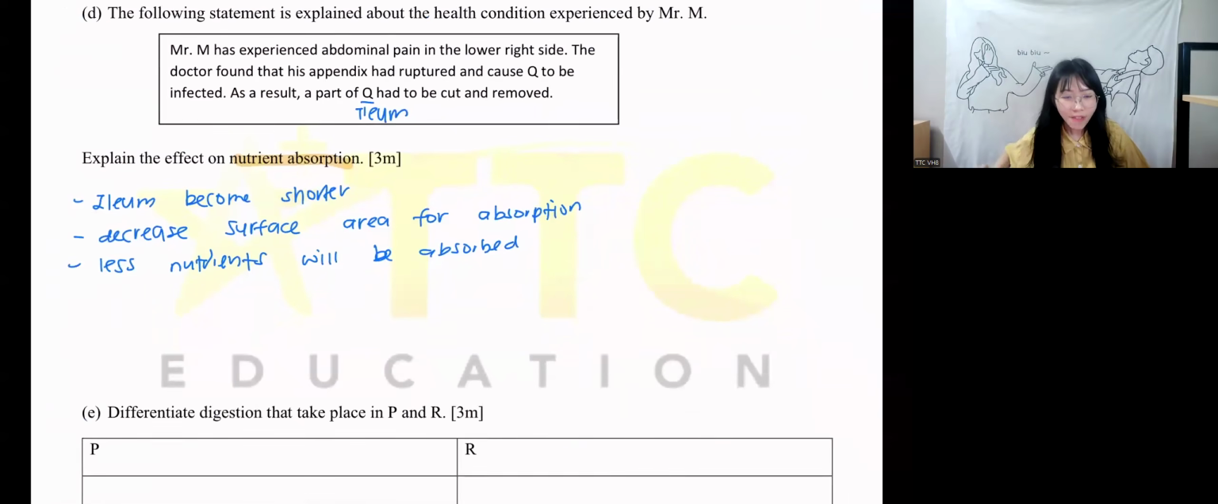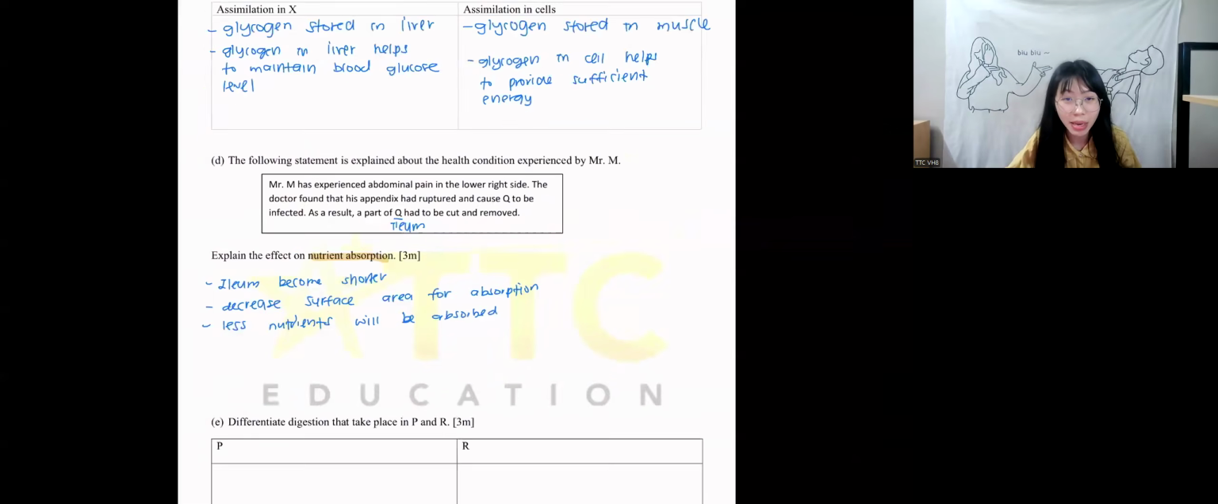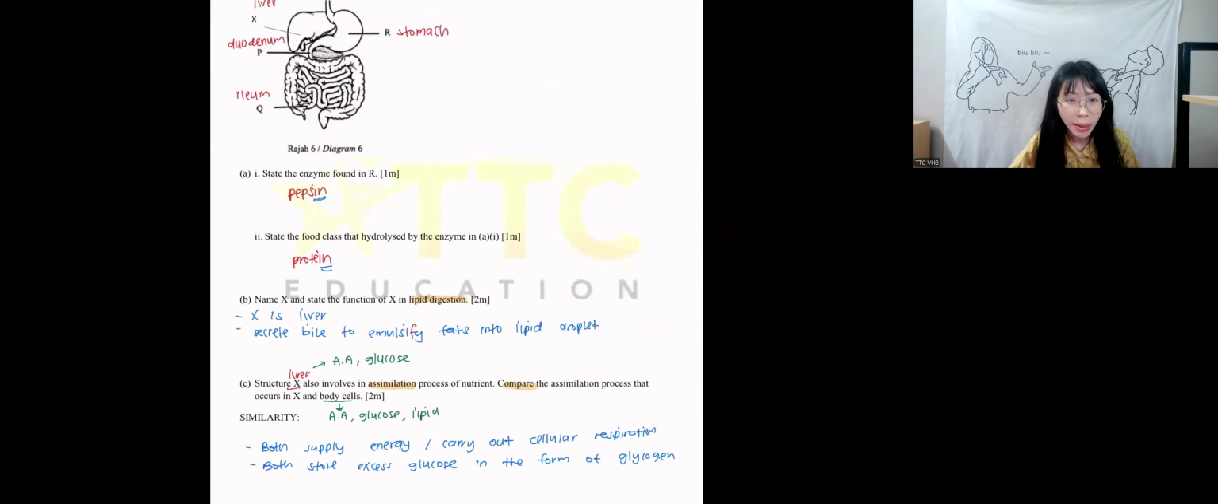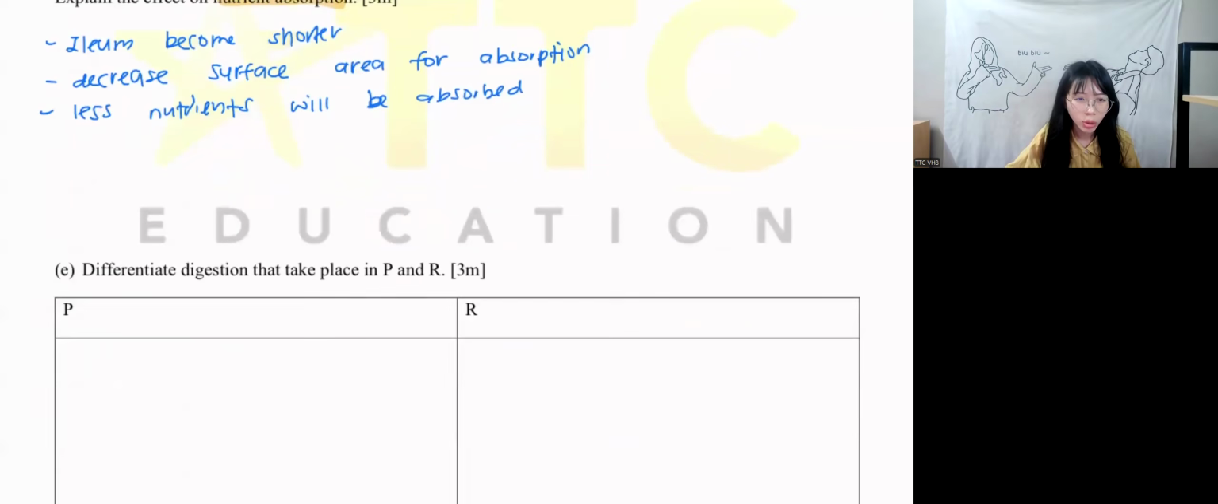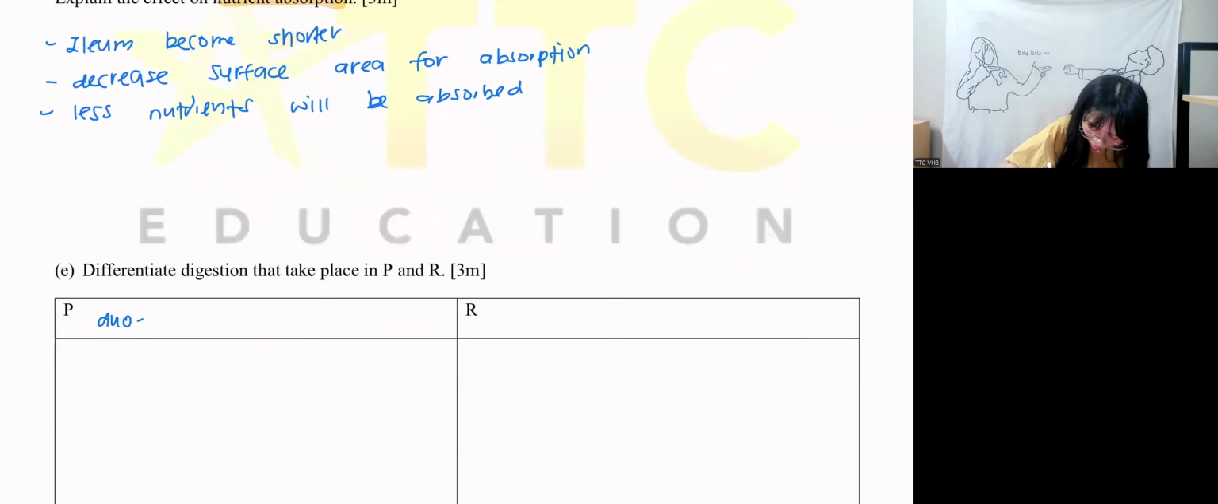It's the effect. Differentiate the digestion that takes place in P and R. Okay, let me flip back to what is P and R. I forgot already. P is duodenum, R is stomach. Okay, duodenum, stomach. Okay, they ask you to talk about digestion of food.